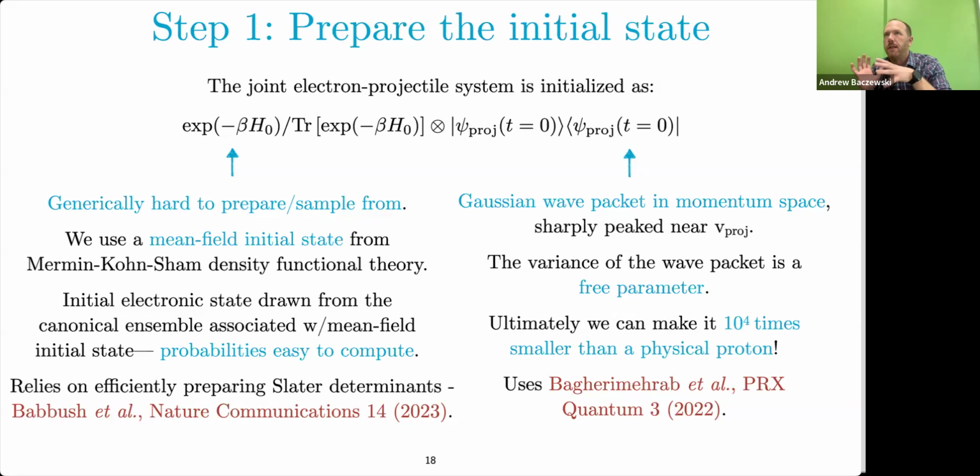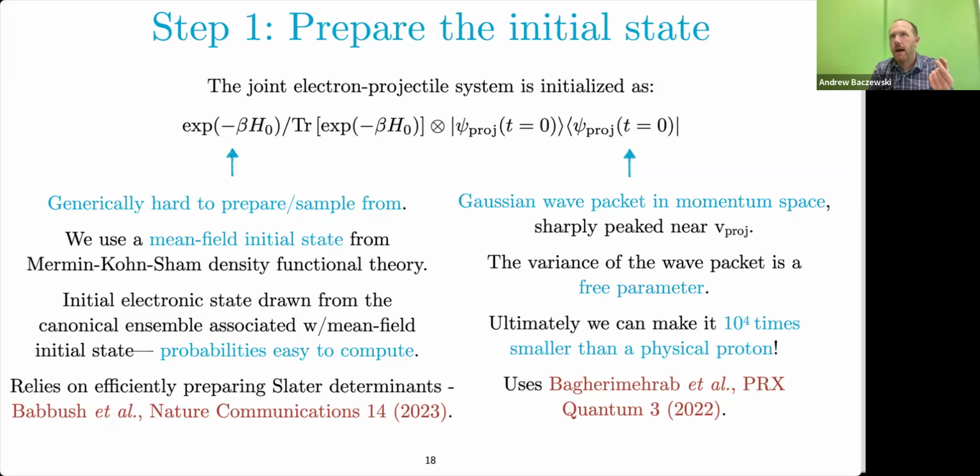The other subsystem that we need to deal with is the projectile subsystem, and that's going to be basically a Gaussian wave packet in momentum space. That Gaussian wave packet is going to be sharply peaked near the projectile velocity. Now, this suggests the question of what the variance of that wave packet is, and that's actually a free parameter. You could imagine taking the variance of that wave packet to correspond, inversely, to the physical real space dimension of a proton.